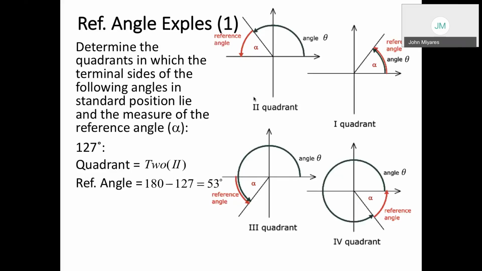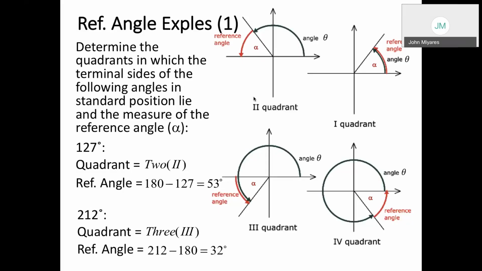Let's try another one, 212 degrees. This is bigger than 180 degrees, but less than 270 degrees. So it must lie in quadrant 3. As for the reference angle, we want to know how many degrees we are away from the negative x-axis again. So we'll subtract 212 minus 180 to get 32 degrees.